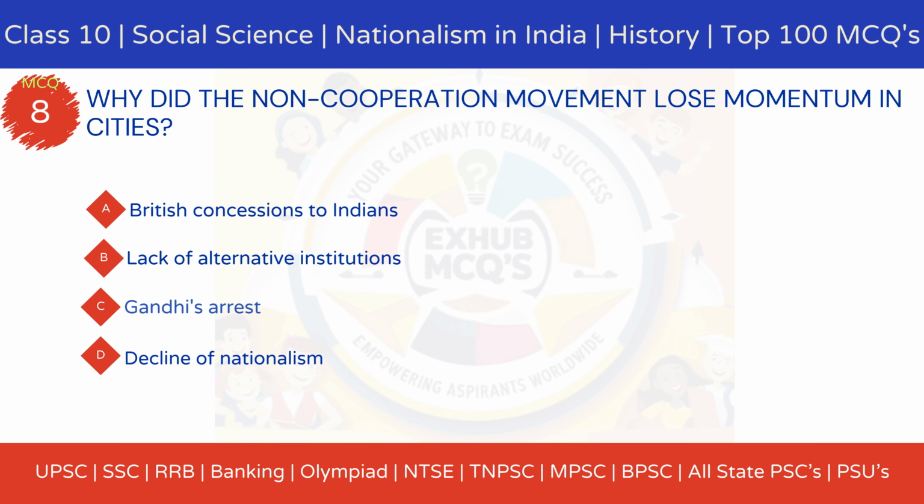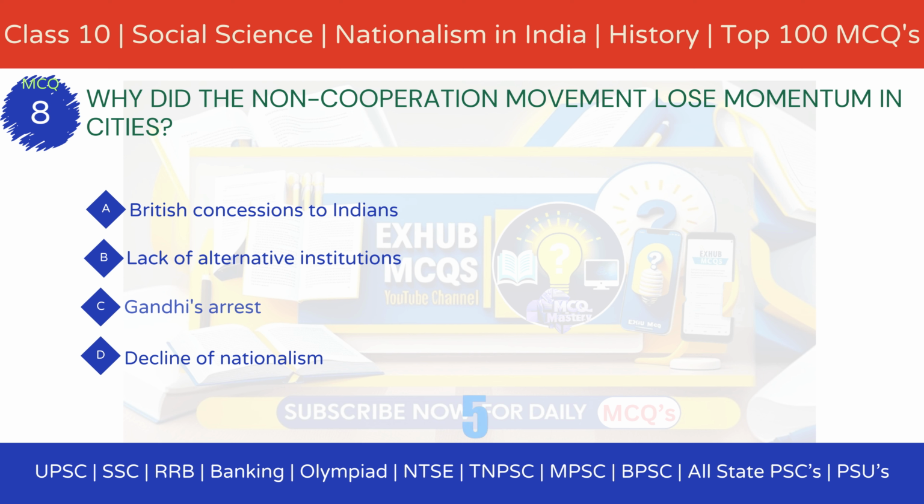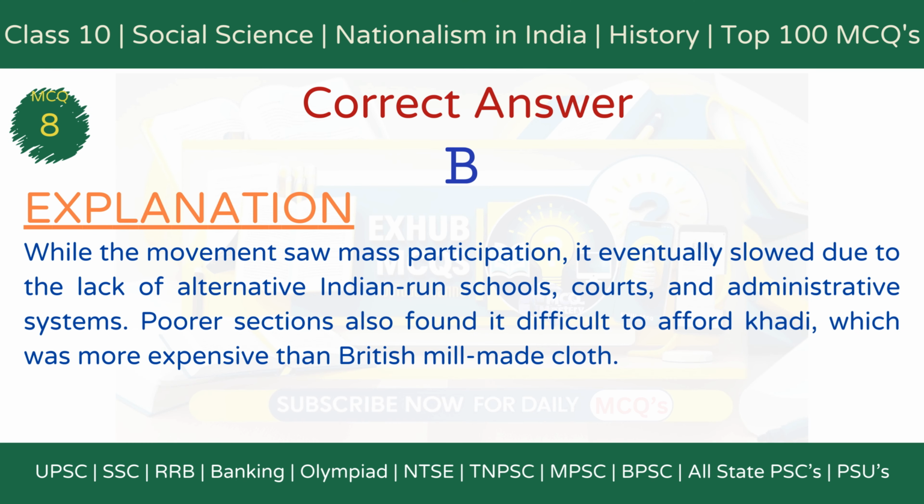MCQ 8: Why did the non-cooperation movement lose momentum in cities? Option A, British concessions to Indians. Option B, lack of alternative institutions. Option C, Gandhi's arrest. Option D, decline of nationalism. The correct answer is option B, lack of alternative institutions.